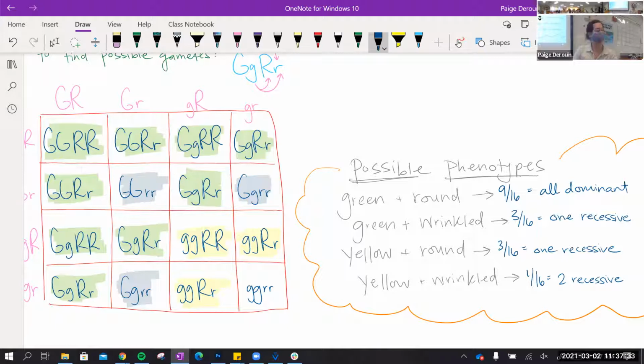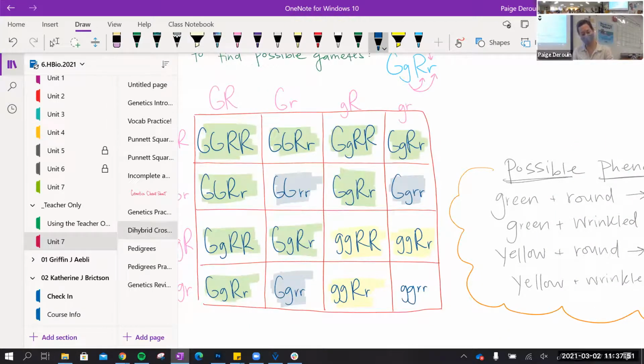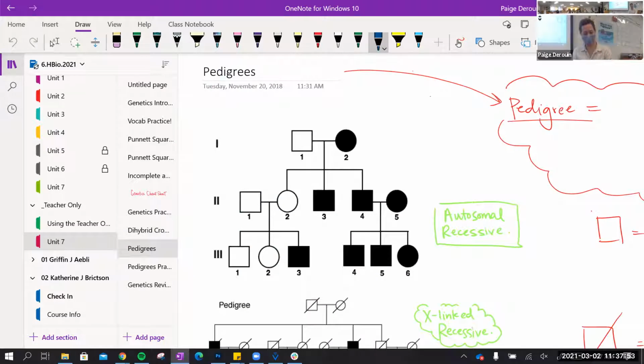Feel good about it? Not too bad, right? We're not going to practice any of these today. I just wanted to show you one. So once you feel good, we're going to go on to part 2 of this adventure we're on today, which is pedigrees. So it's the next page down on mine, but maybe not on yours.